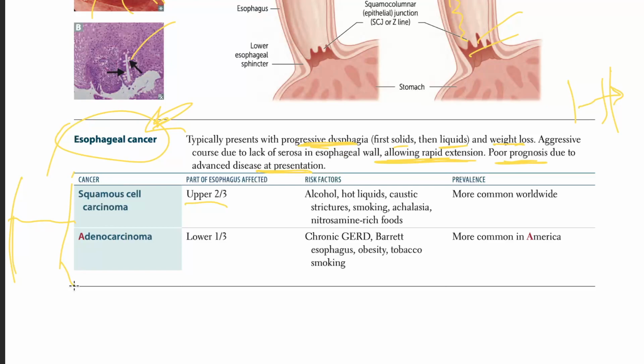Okay, so squamous cell carcinoma, upper 2/3. The biggest risk factor is irritation, because as soon as you take something in the mouth, what is the first thing it is going to hit in the esophagus? The upper 2/3, the squamous cells. So irritation: alcohol leads to irritation, hot liquids, caustic strictures, smoking, achalasia leading to a lot of food retention causing irritation, and also nitrosamine-rich foods. Okay, that's what we have.